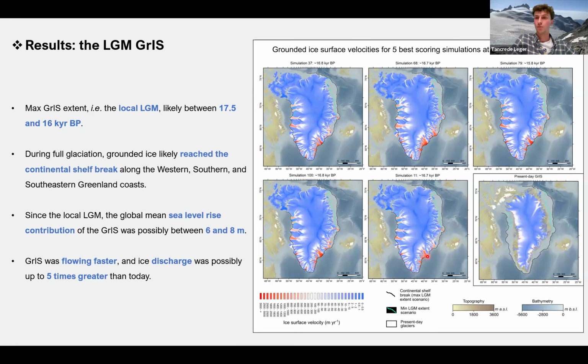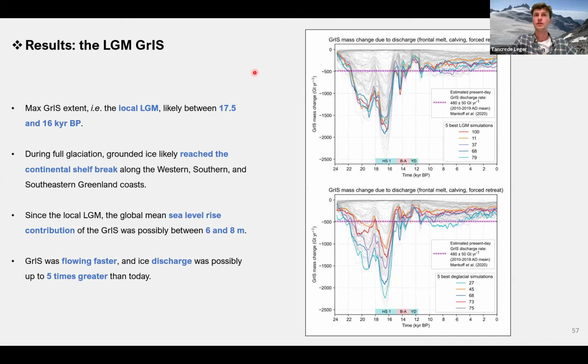When you start having some bright red, the ice sheet is flowing faster than 1,000 meters per year. So we really start to have some ice streaming. And here you can see that the ice streams are very large, very wide, very long compared to the present day. We have much faster ice flow. We have much more discharge. If we look at discharge only, we have up to 5 times more discharge than today.